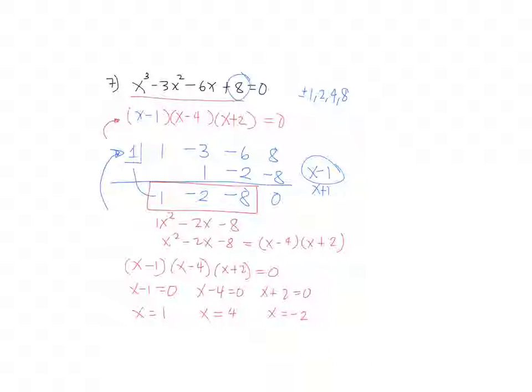If you actually test 4, it will work. If you test -2, it will also work. These are the 3 numbers there. The result gives the coefficients of the other factor, the quadratic expression. Then you factor it after that. Do you understand it now?